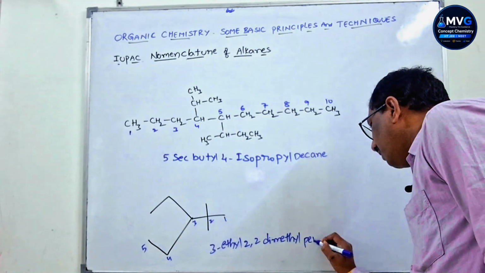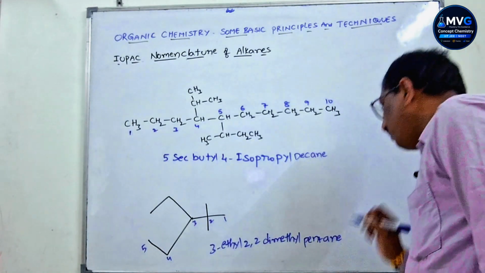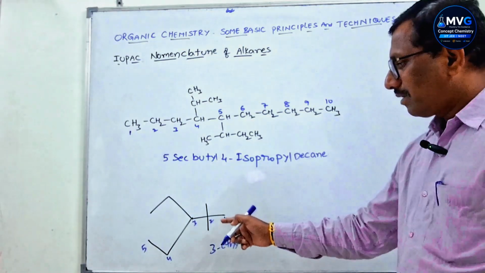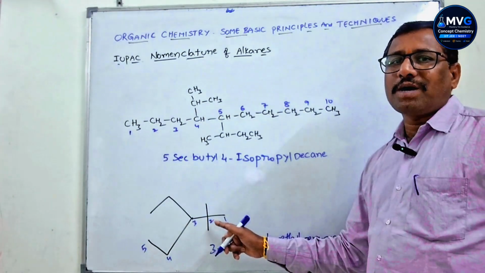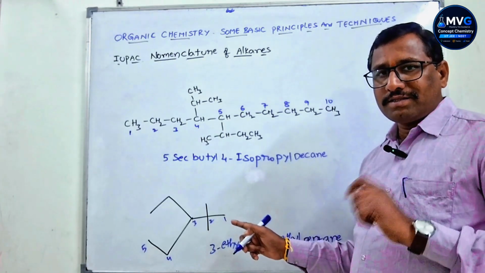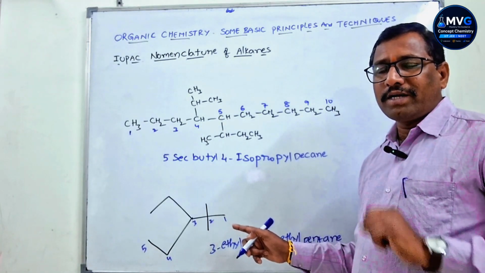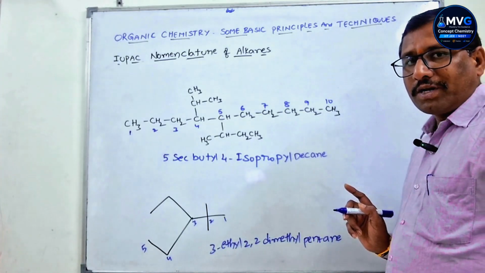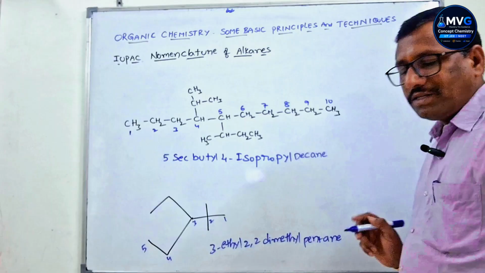Pent is the root word, ane is the primary suffix. Pentane is the compound. Generally by seeing this one, we may think this is a complex ligand, but we should select the longest carbon chain and priorities, then only we can give the nomenclature. Please note down, students.